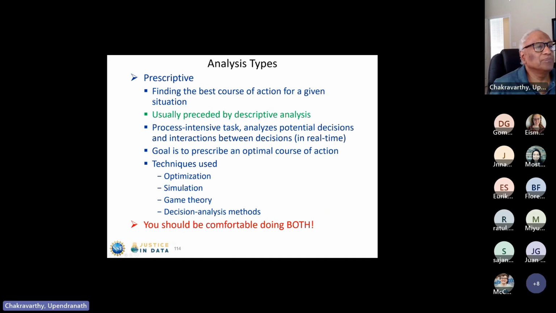Prescriptive, on the other hand, is more of a prediction of what action you need to take based upon that, finding the best course of action for a given situation. It may be preceded by descriptive analysis. It's a process-intensive task, analyzes potential decisions and interactions between decisions. You may have to do it in real time. The goal is to prescribe an optimal course of action. This is what we call actionable decision. You may use optimization, simulation, game theory, and so on. You should be comfortable with them. You don't know what kind of analysis you'll be doing and when you will be doing it.